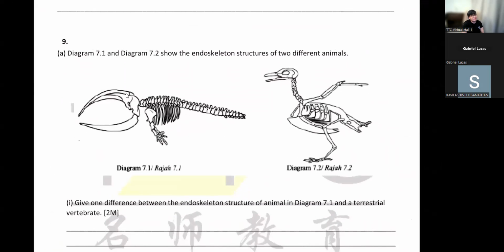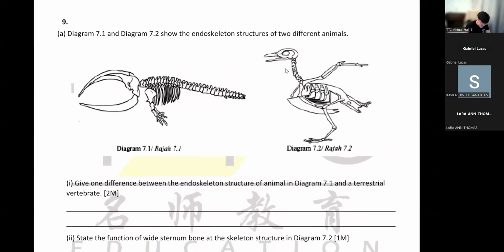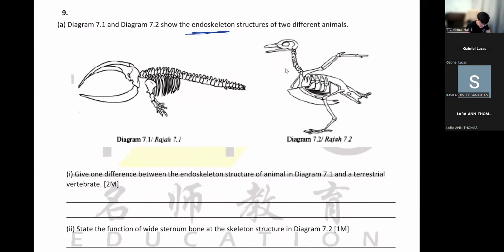Let's look at number 9. So this would sum up what you learned this chapter. Right, so if you look at this, this is your endoskeleton. If you remember, endoskeleton has 3 types. You have the aquatic animal, fish. You have birds, like chicken. You have terrestrial animals, like us humans. All right? Like I said, who has the strongest bone? Who has the weakest bone?